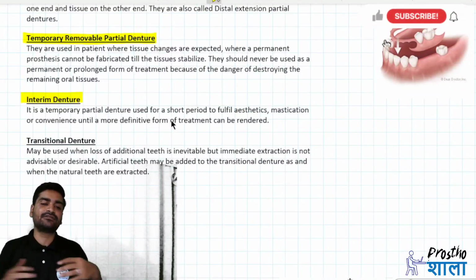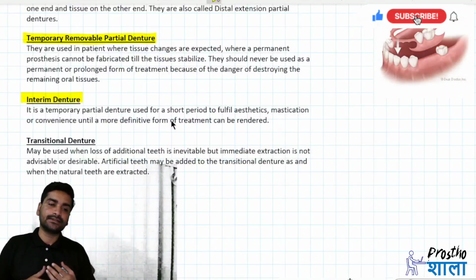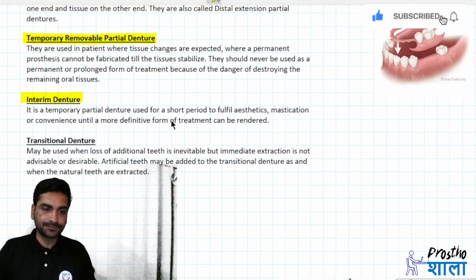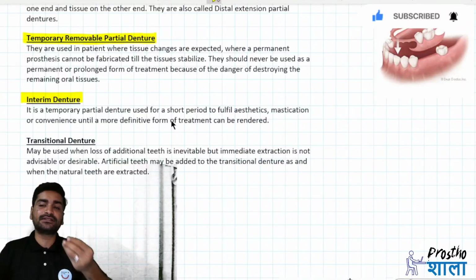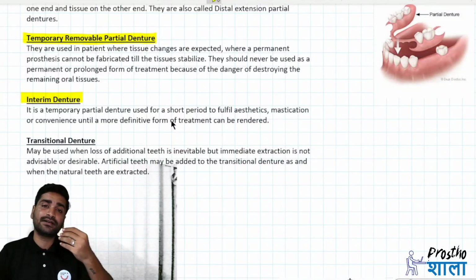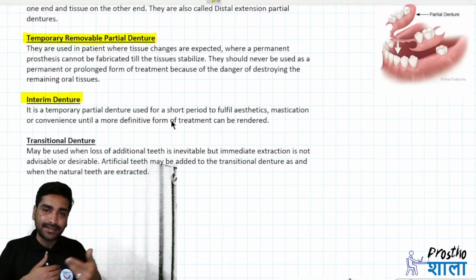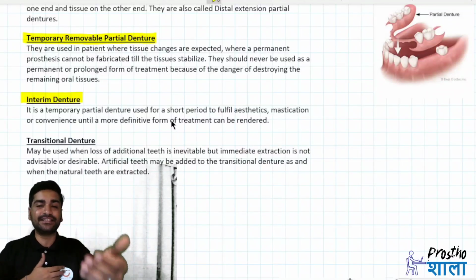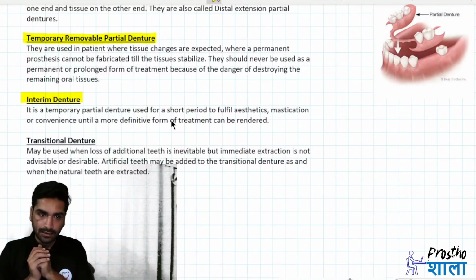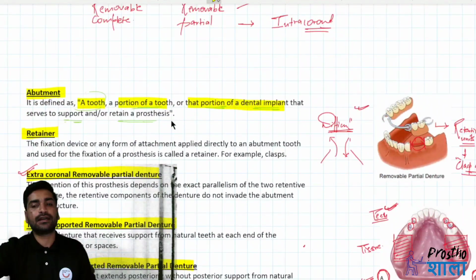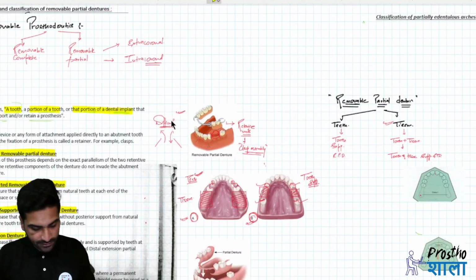Then we have something called transitional dentures. The name itself is explaining it, right? It may be used when we feel that after 3 months the additional teeth which are present might get extracted or might fall off. In that case we might need to add teeth to our RPD. So that is a transition, right? You are changing the number of teeth in your removable partial denture. So those are called transitional dentures. These were some of the common terminologies which were important.